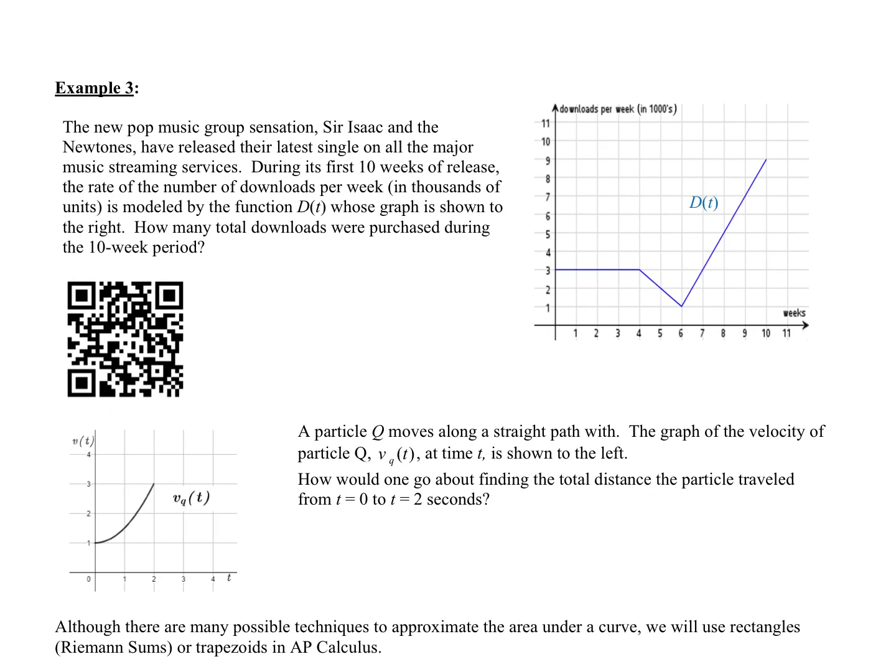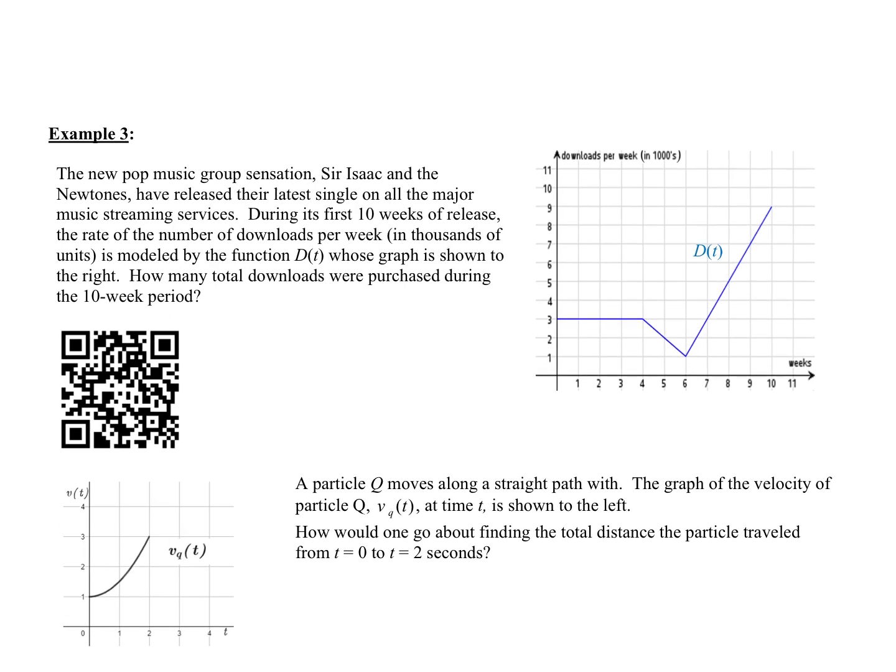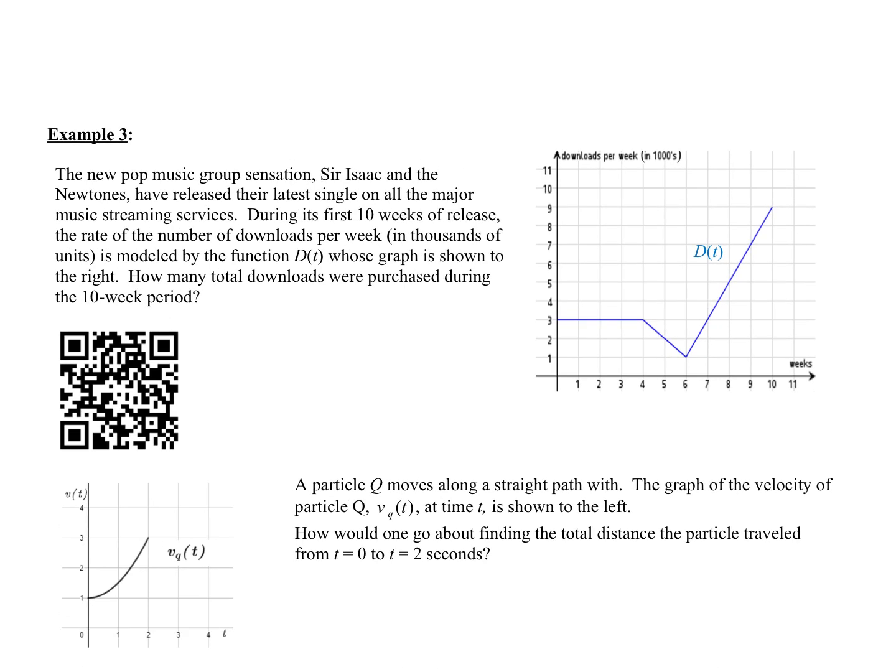Next one, again, we've got another kind of diagram here. It's specifically talking about number of downloads per week. And that's on the y-axis, and on the x-axis are your number of weeks. It's asking us how many total downloads were purchased during the 10-week period.